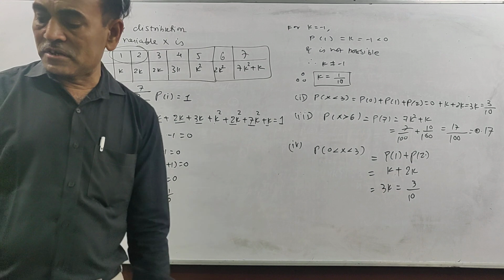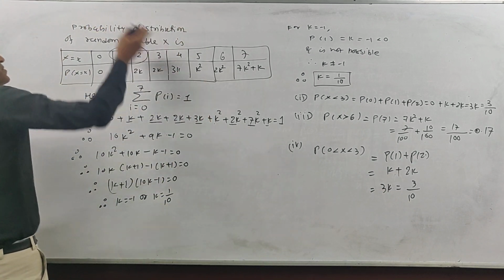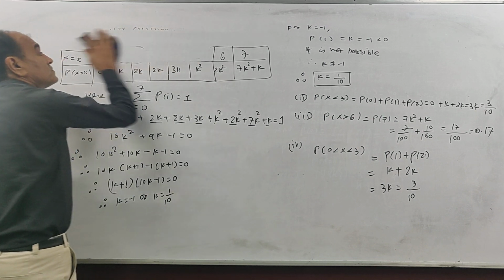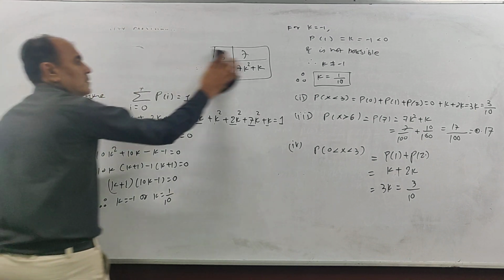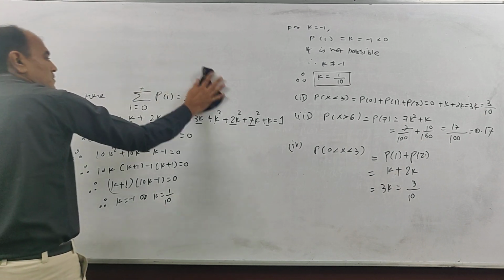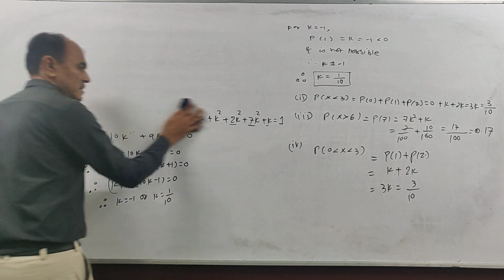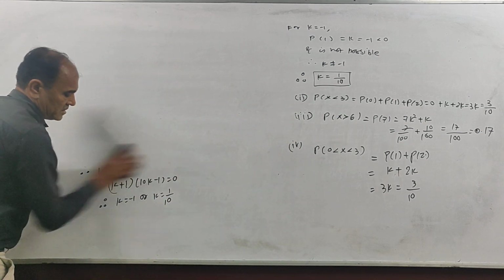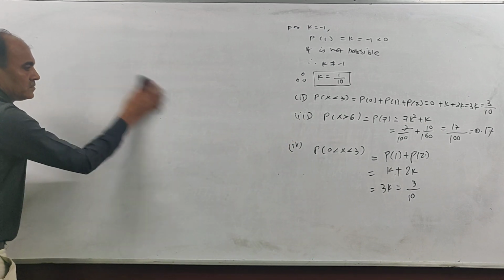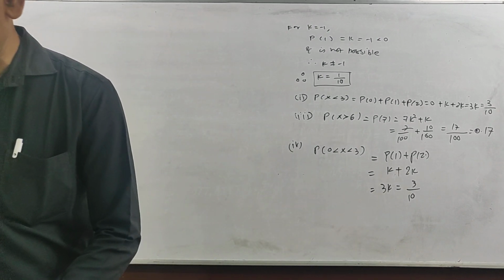Now, next question number 9. Of course, the probability distribution is given, but it is given in terms of a function. That means in terms of function it is given. Question number 9. Is it clear? Here, let us see. I hope that you get it. Now, question number 9.